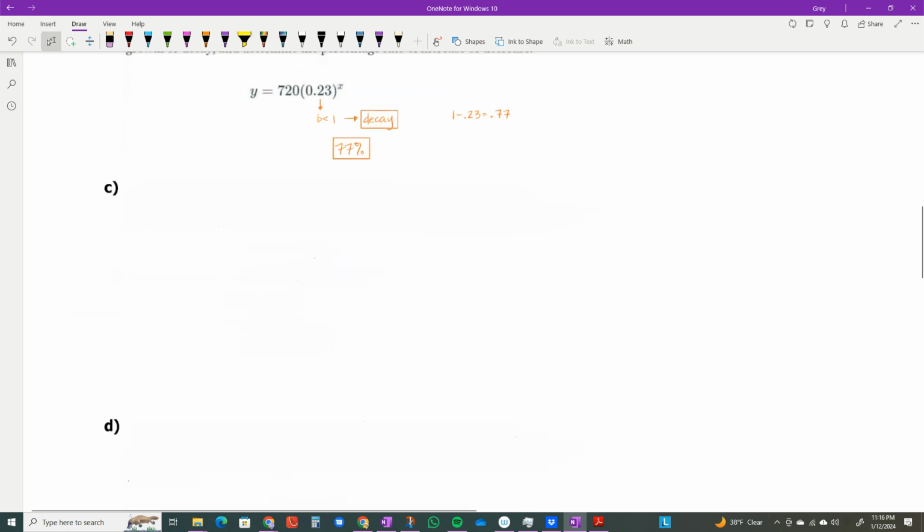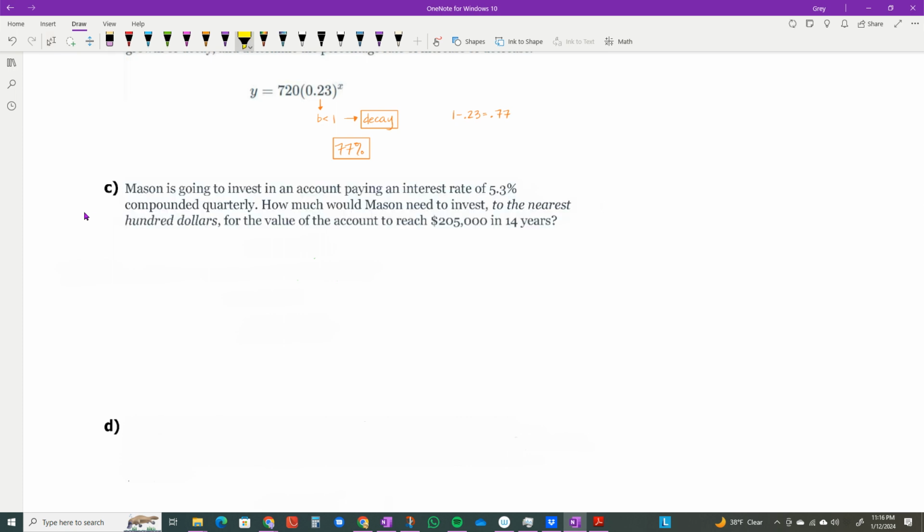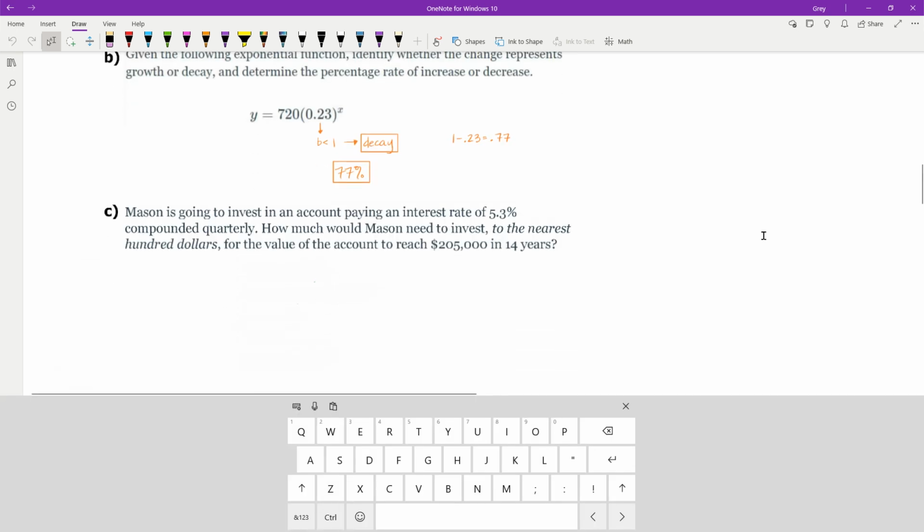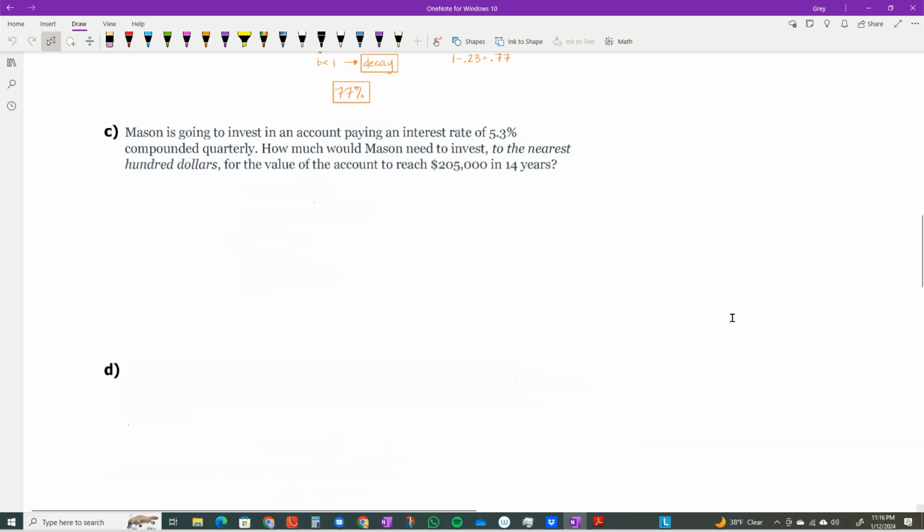All right, look at C. Mason is going to invest in an account paying an interest rate of 5.3% compounded quarterly. How much would Mason need to invest to the nearest $100 for the value of the account to reach $205,000 in 14 years? So, compounded quarterly, this is a compound interest formula. You need to know that formula. A equals P times the quantity of 1 plus R over N raised to the NT.